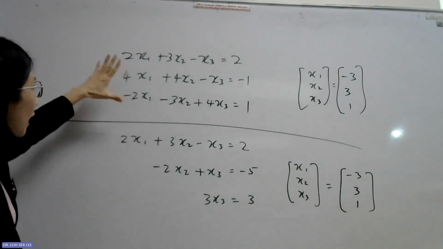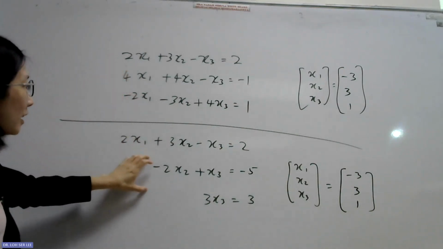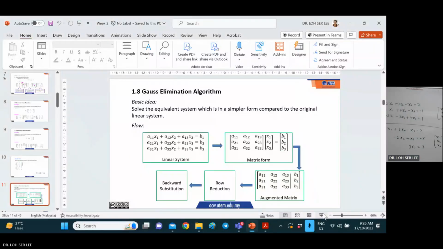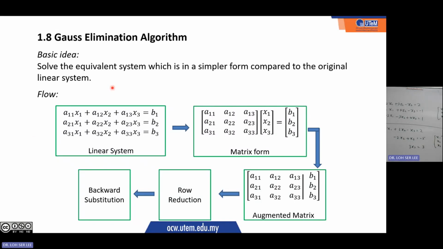This is the basic idea of the Gauss elimination. So how to get this? We look at the big picture of the flow first. Given the linear system, we can present it in a matrix form, and from the matrix form, we can have the augmented matrix. Augmented matrix means we combine the matrix A and also the vector B into one matrix.